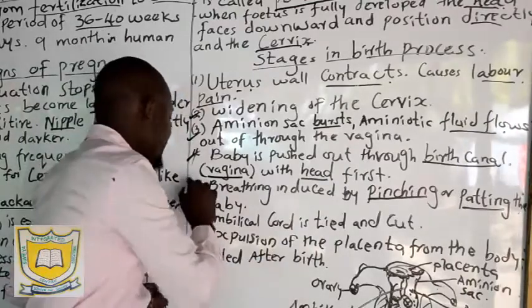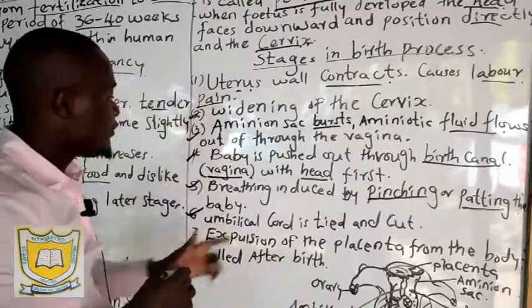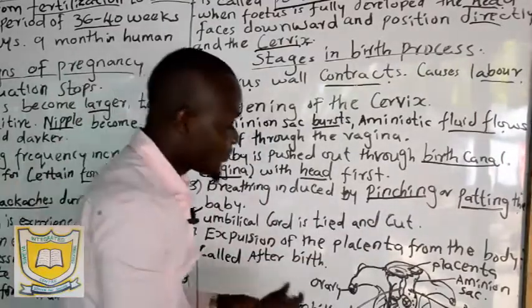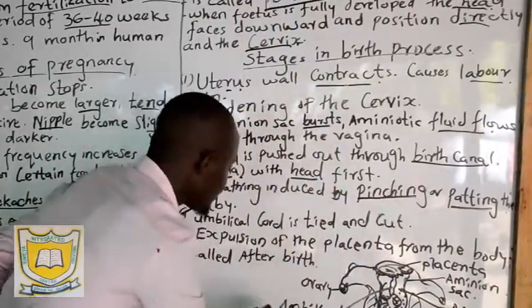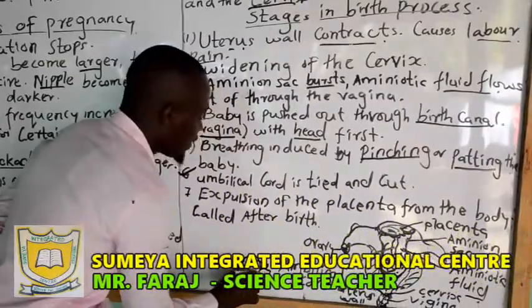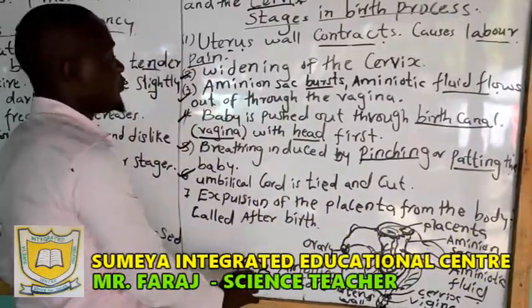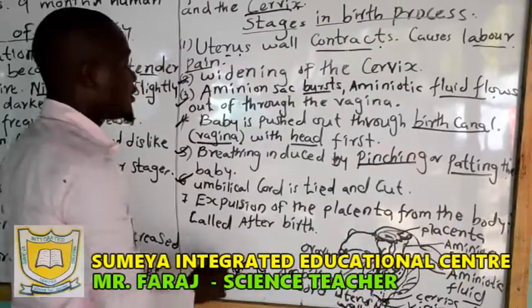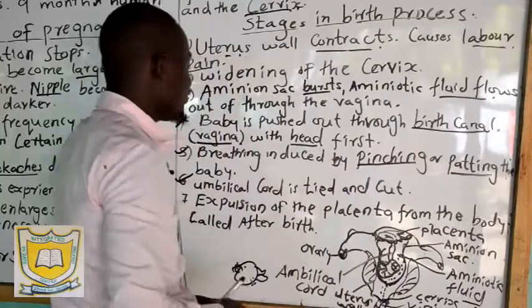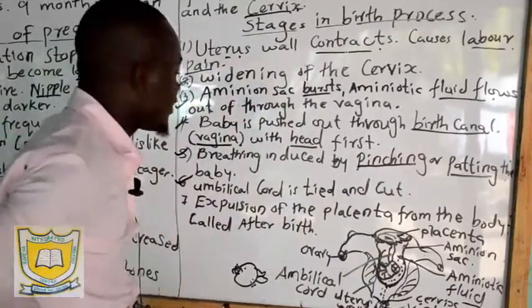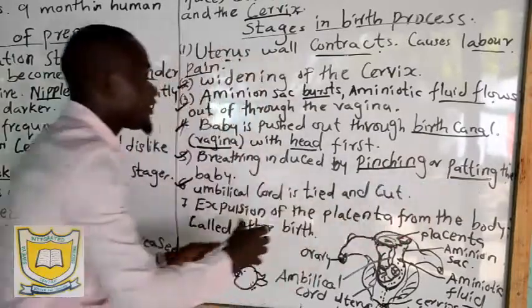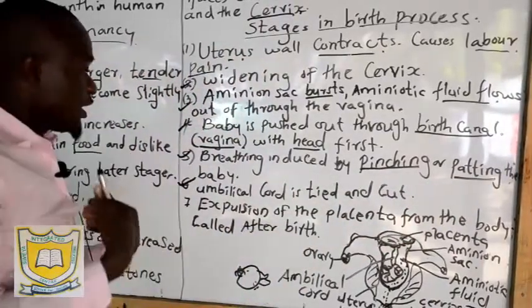Now number 5, we talk of breathing induced by pinching. Breathing is induced not on the mother, but on the baby that has now been born. How do you induce the breathing? You don't pinch on the stomach, but you pinch on the sitting apparatus. So you pinch the baby so that he or she can breathe in oxygen.